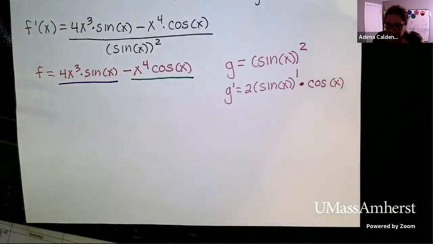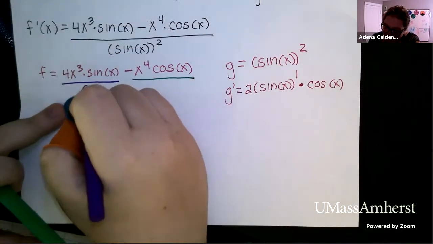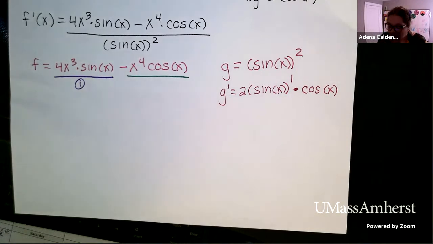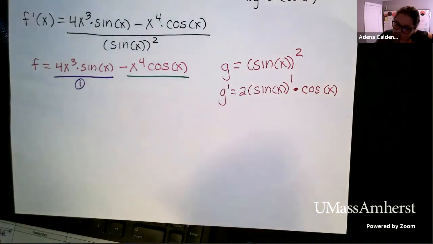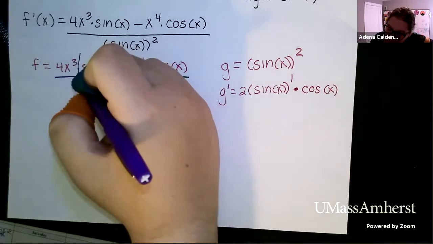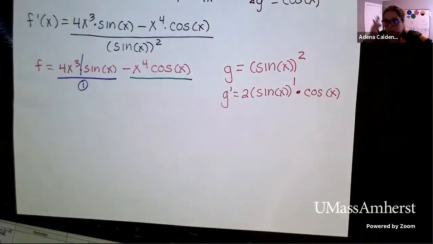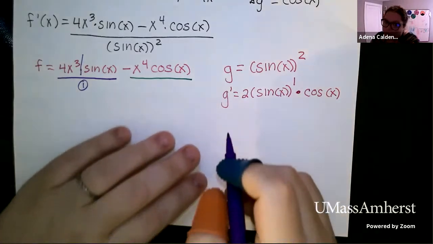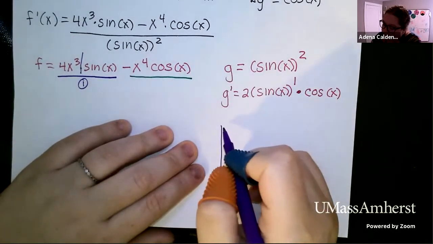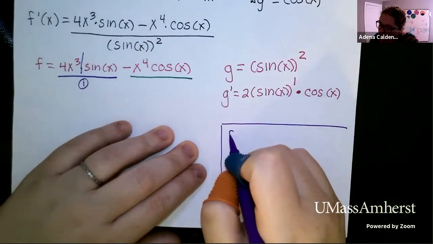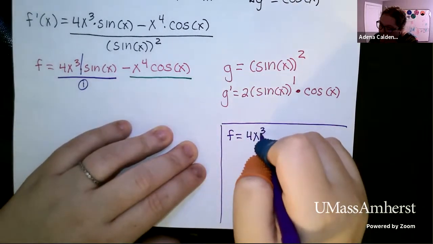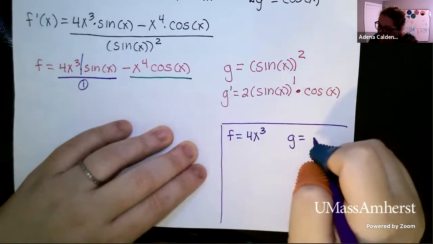So starting with the first term, I'm going to put a 1 here. I notice that I have 4x cubed times sine of x. So again, I notice that there's an x in both terms. I notice that I can split them up into a left side and a right side. So I know that I need to do a product rule here, okay? And so I'm going to do this on the side. So when I do my product rule, my first function is my f, 4x cubed. My second function is my g.